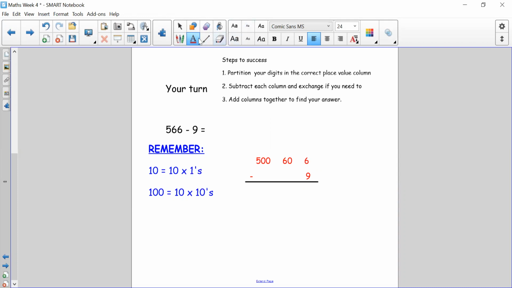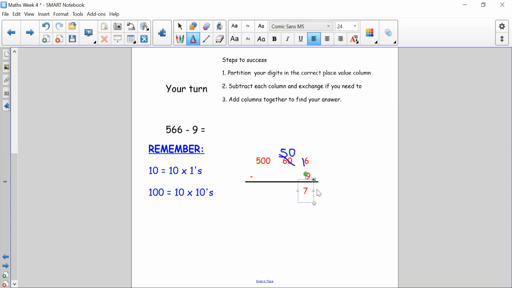Okay, so I can see 6 take away 9. I can't do that, so I need to go over to Mr. 10. Mr. 10, can I have some of your 10s, please? Yes, of course you can. And there are now 5 10s left, which means I have 50. Okay, I have 50 left, no longer have 60, and I put my 10 in my ones column. I now have 16 take away 9. Do I have enough to take away 9? Yes, I do. So 16 take away 9 is 7.